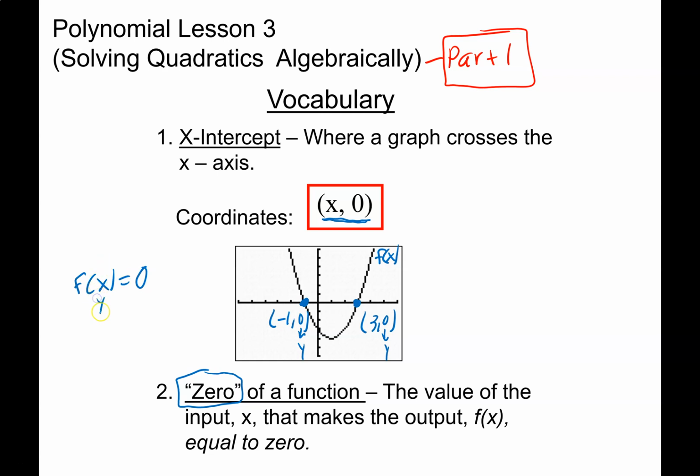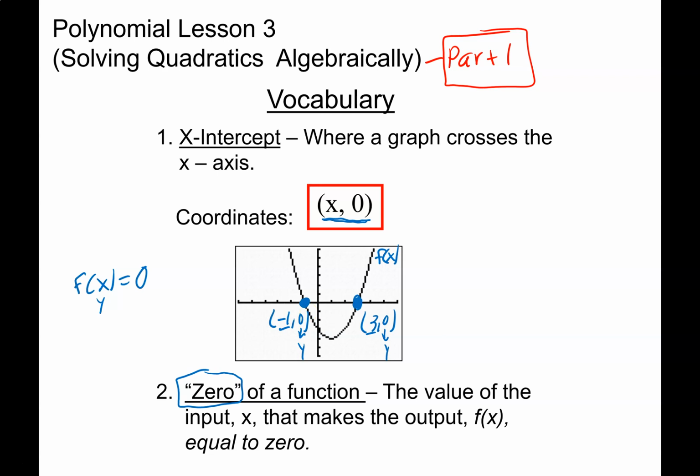Recalling that f of x is another name for y, it gives you these locations. So whether I call it an x-intercept or a 0, it's referring to these locations. What value of x makes y 0?